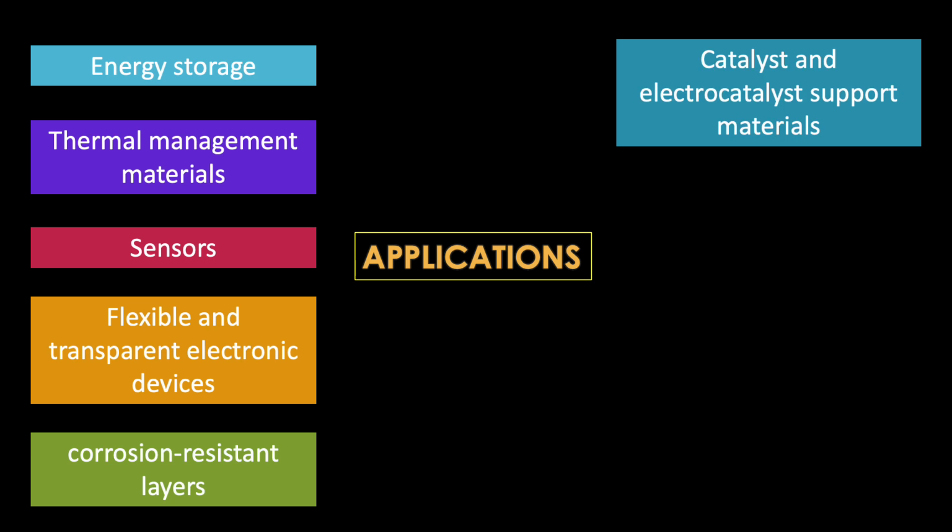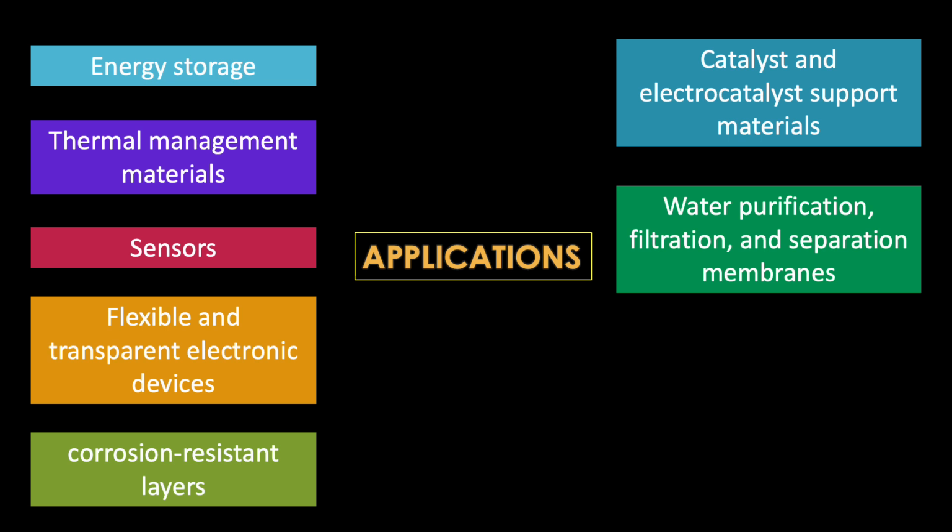Its high surface area, excellent electrical conductivity, and chemical stability make it an effective platform for supporting catalytic nanoparticles in reactions such as oxygen reduction, hydrogen evolution, and other electrochemical processes. Environmental applications represent another growing area. Graphene-based materials are investigated for water purification, filtration, and separation membranes, where their thin structure and tunable surface chemistry enable efficient removal of pollutants, salts, and heavy metals.